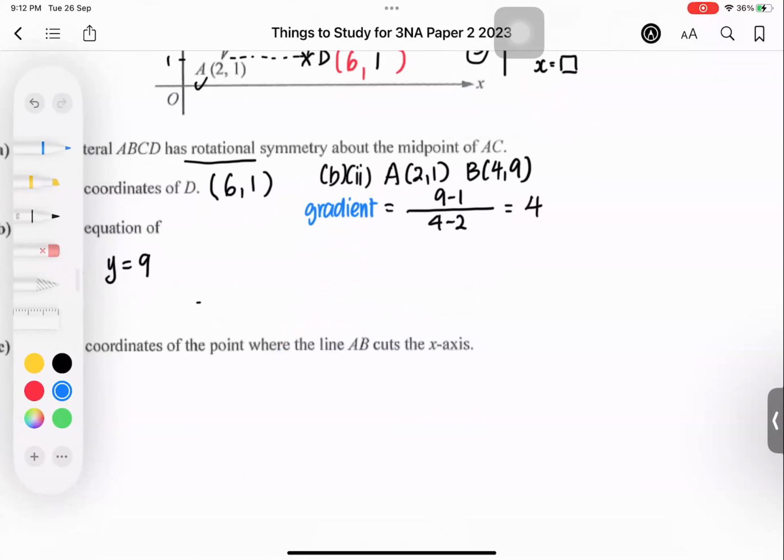This one, coordinate geometry, definitely tested. So must know. Okay, hang on with me. After I find the gradient, next step, I need to find a point. Y equals to mx plus c. The m now changes to, what is my gradient?